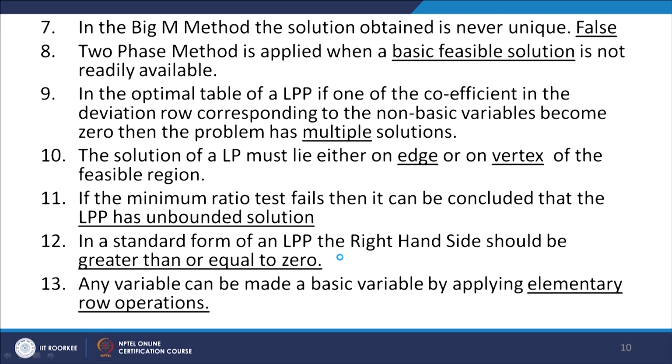Question number 11, if the minimum ratio test fails, then it can be concluded that the LPP has an unbounded solution. Question number 12, in the standard form of an LPP, the right hand side should be greater than or equal to 0. Question number 13, any variable can be made a basic variable by applying elementary row operations.